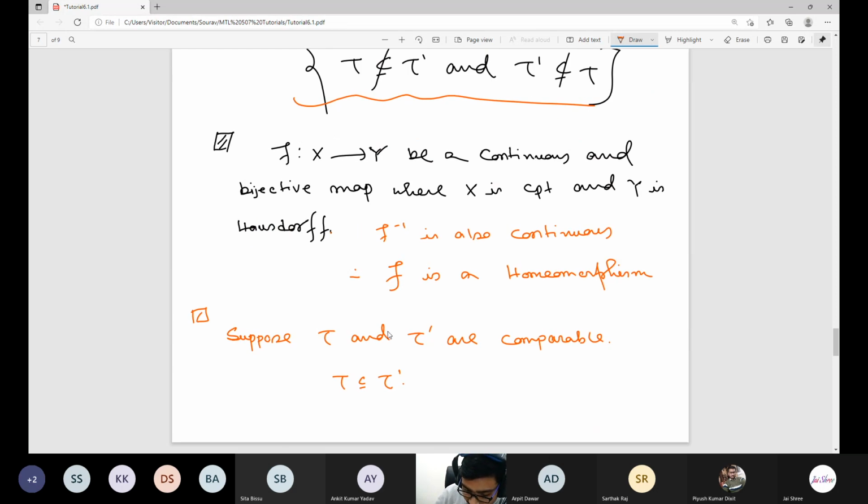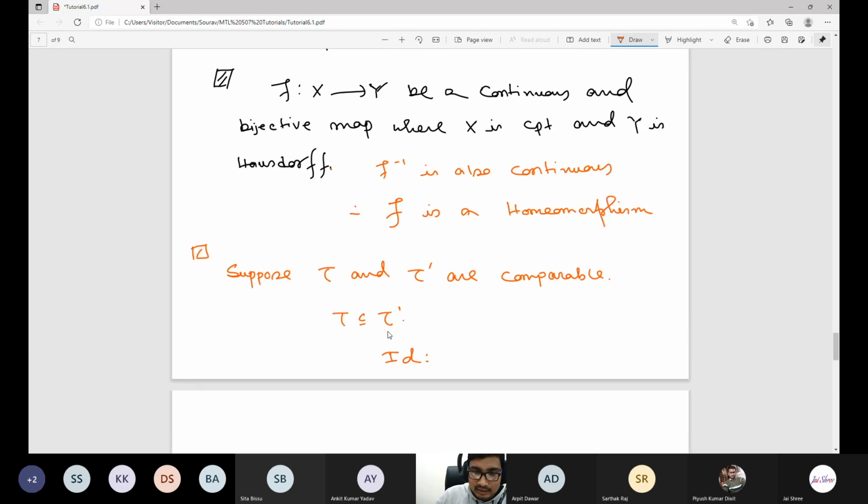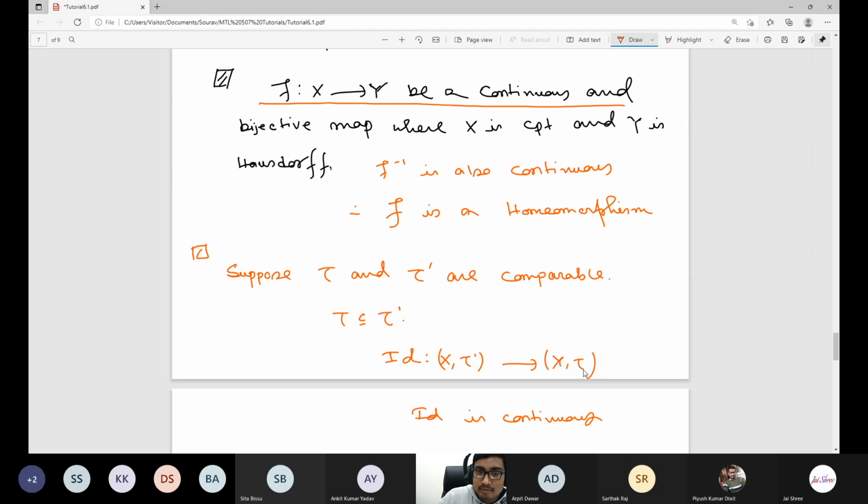Can you consider the identity function? Identity from (X, tau dash) to (X, tau). Then what happens? This is a bijective map, right? Is it continuous? Yes, sir. The identity is continuous. So by this result, identity is a homeomorphism, right?